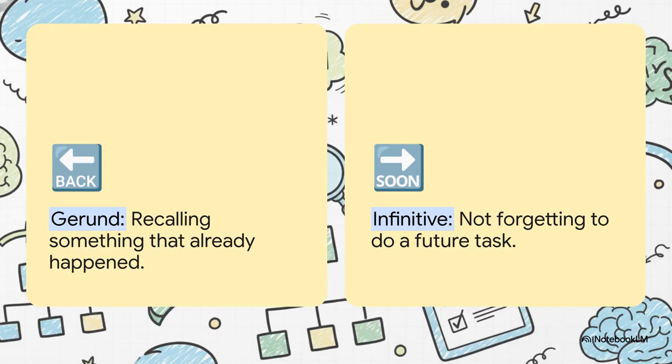Mixing these up in formal communication creates immediate confusion. If you say, "I remember to submit the report," when you actually mean you recall doing it in the past, a native speaker won't have any clue if that critical QA task was actually completed or not.